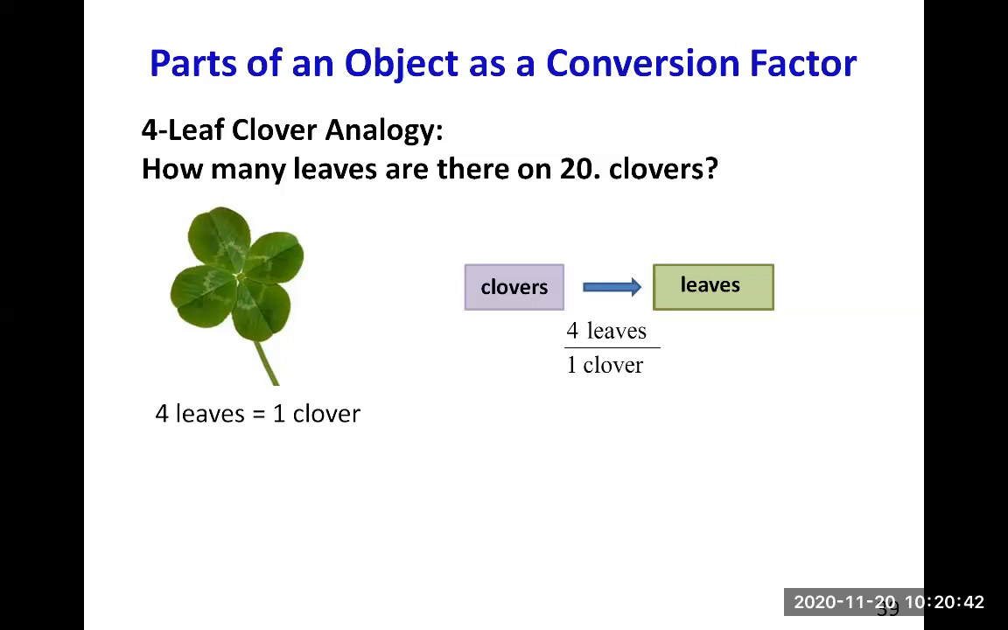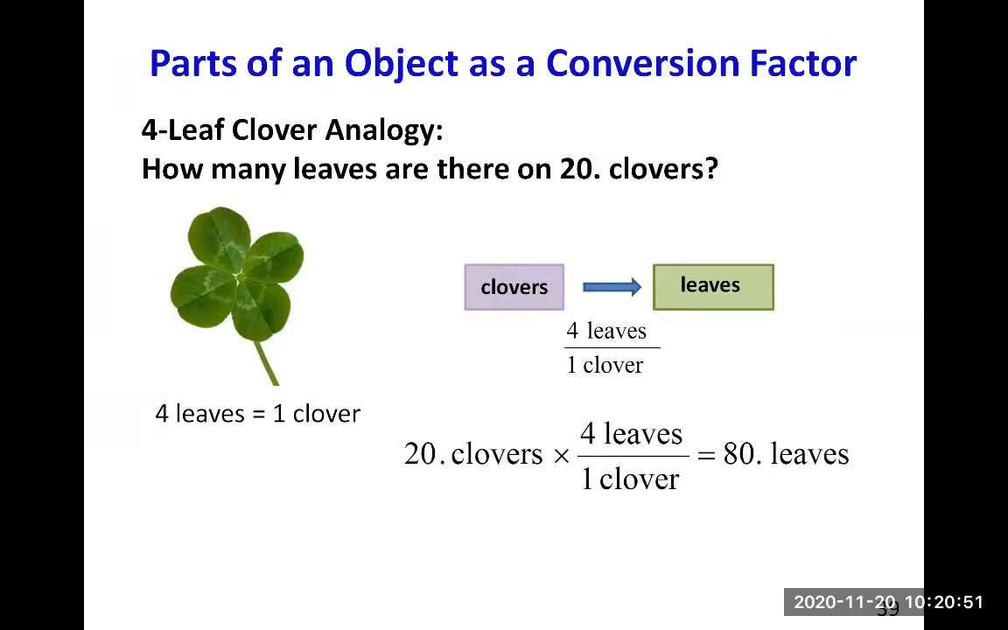So next, to do the calculation, you start with your given amount of 20 clovers and you multiply by 4 leaves per one clover. This way the clover units cancel and it's a matter of doing 20 times 4. So 20 clovers times 4 leaves per clover, and that's 80 leaves. So you see how we have been able to count the number of leaves by knowing the number of clovers.